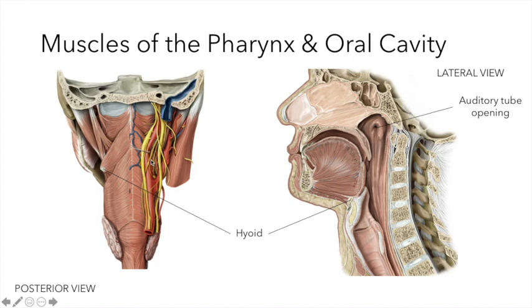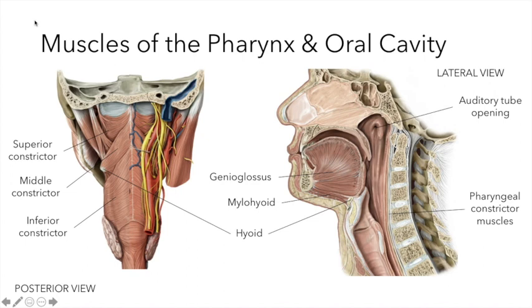And then on the sagittal image, you can see the auditory tube opening, which is where the middle ear connects to the nasopharynx. And then here you can see the genioglossus muscle, which is a large muscle that attaches the tongue to the mandible. And this is the mandible right here. And this muscle acts to produce tongue depression and protrusion. And the mylohyoid muscle supports the floor of the mouth. It attaches to the mandible and the hyoid bone.